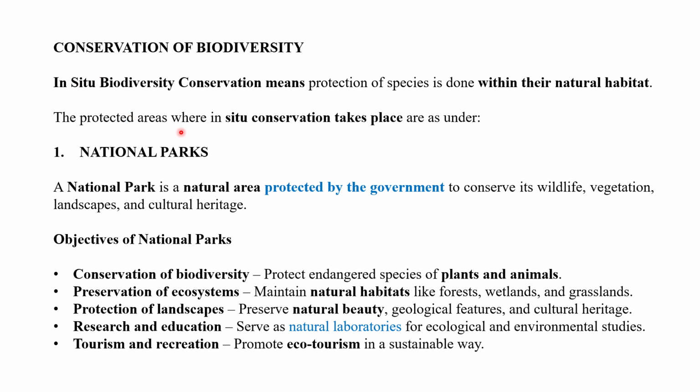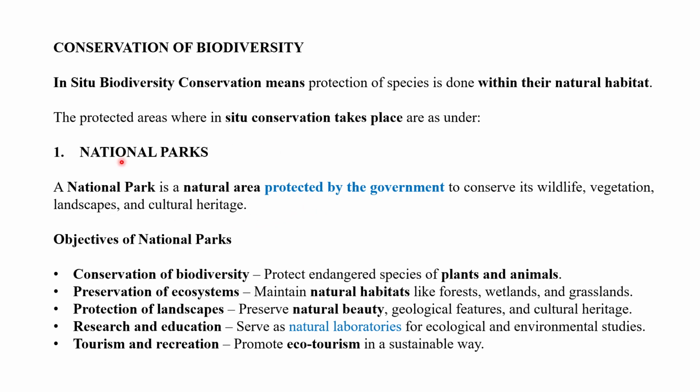The protected areas where in situ conservation takes place are of different kinds. For example, the national parks, where in situ conservation of biodiversity takes place. We shall discuss all these areas in detail now. So the first one is the national park. A national park is a natural area protected by the government to conserve its wildlife, vegetation, landscapes, and cultural heritage.